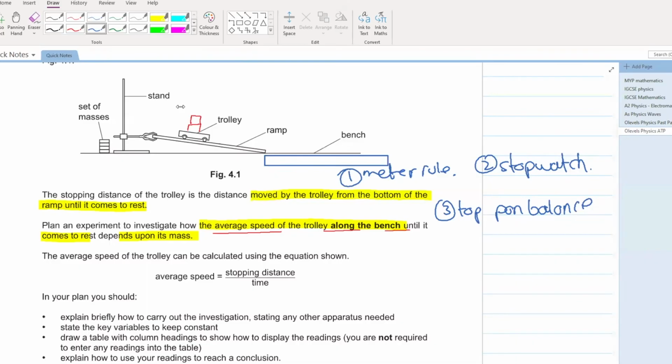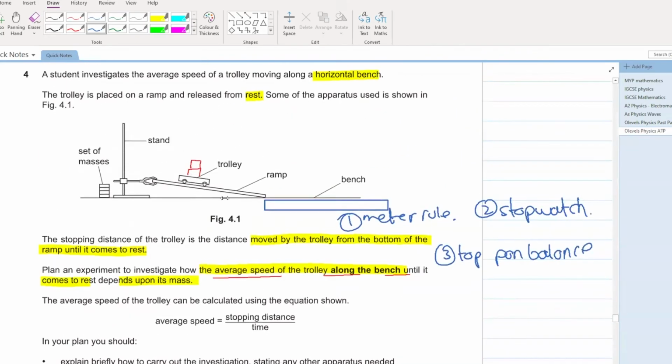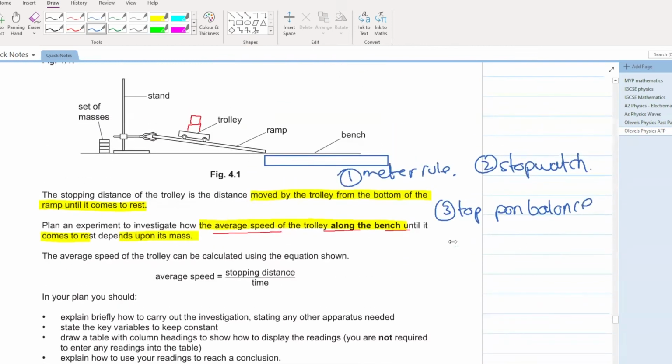Briefly explain how to carry out the investigation and state any other apparatus needed. So how will you carry out this experiment? You will take the trolley and place it at the ramp. ठीक है. And you will measure different masses on the top pan balance. You will place it here and you will release the trolley. You will measure the distance it takes to come to rest. You will also measure the time. You would have started a stopwatch. देखो basically experiment किस तरह होगा, let me explain.